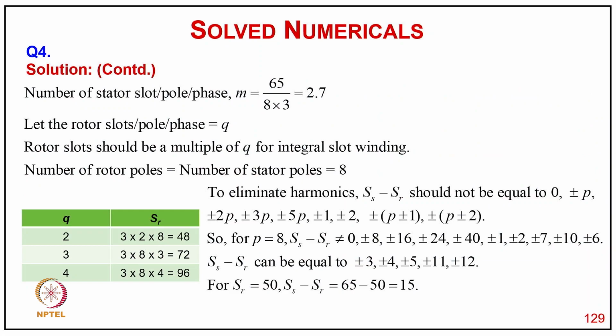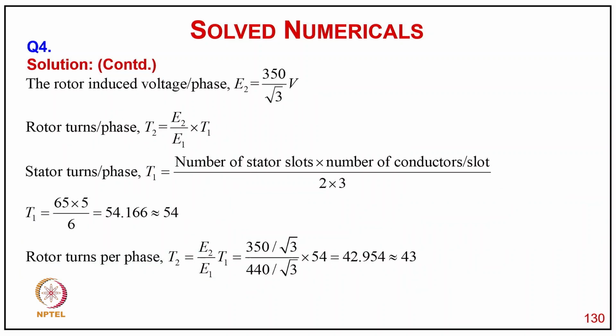So coming to the solution, the number of slots per pole per phase of stator is m equal to 65 upon 8 into 3, that is 2.7, and let the rotor slots per pole per phase be q. The rotor slots will be a multiple of the number of poles. The number of rotor slots and stator slots should be such that, to eliminate the harmonics, SS minus SR should not be equal to 0 or plus minus P. So avoiding all these combinations, we can say SR here comes 50 and SS minus SR is 65 minus 50, so you get 15.